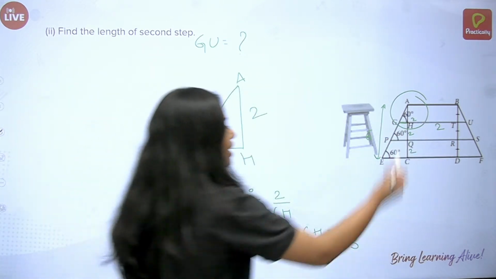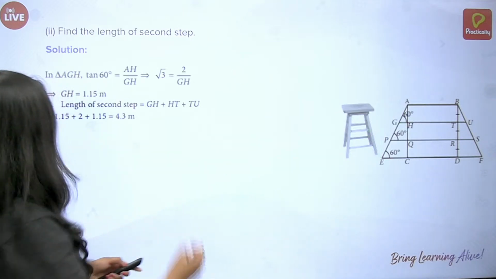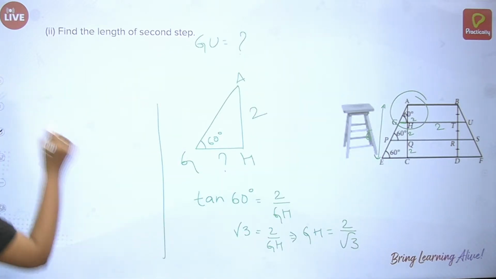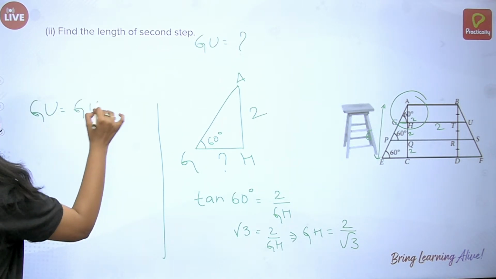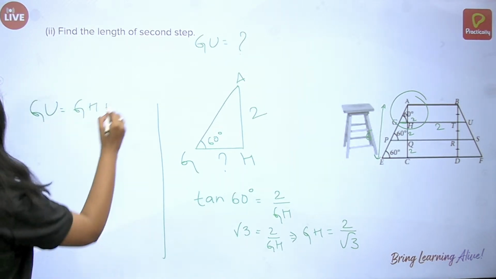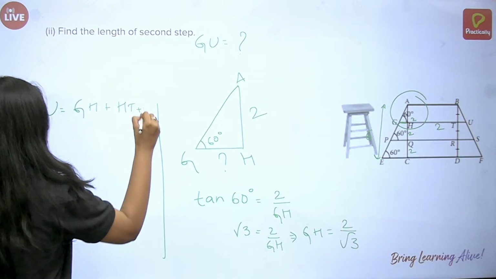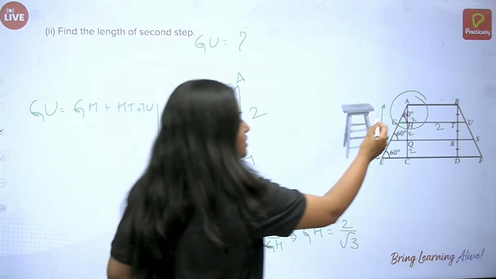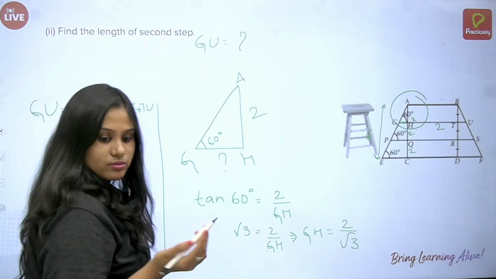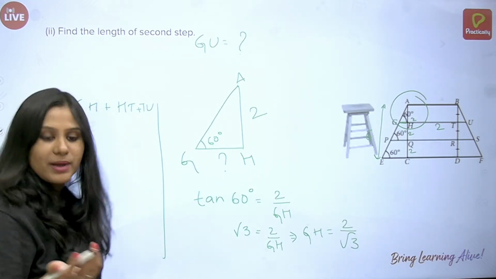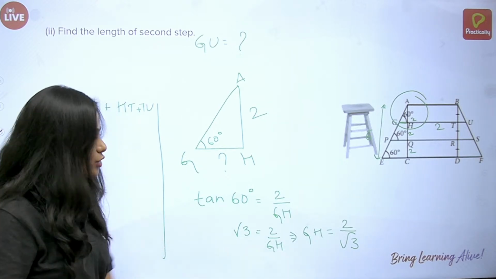But what should we find? GU. So, okay, there is no space. Alright. GU equals GH plus HT plus TU. And we know that if we apply the same thing, we will be getting TU also 2 by root 3. Very good, Sairam. Correct. 2 root 3 by 3. Yeah, if you rationalize, you will get 2 root 3 by 3.